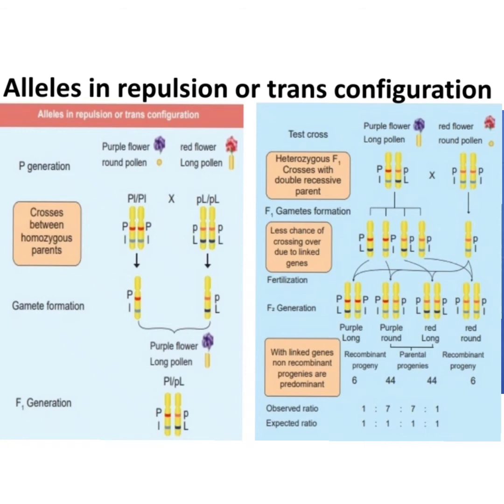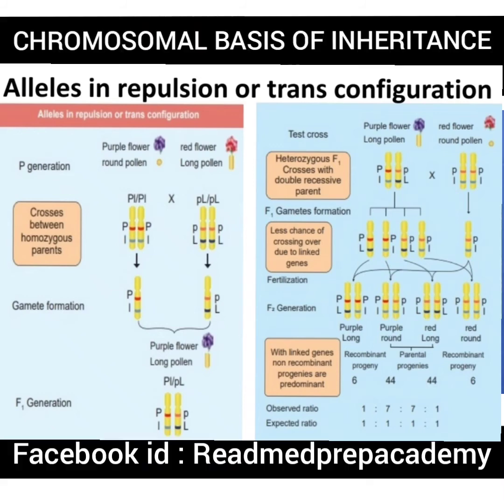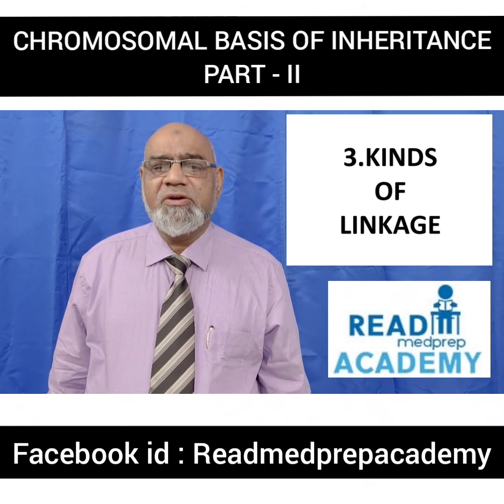chromosomes. With linked genes, non-recombinant progenies are predominant. That means the purple long that is formed and the red round are recombinant progenies, whereas purple round and the red long are the parental progenies. So the ratio obtained is 6:44:44:6. This is the observed ratio, which is 1:7:7:1. Normally, the expected ratio should be 1:1:1:1. Now, let us move on to the kinds of linkage.